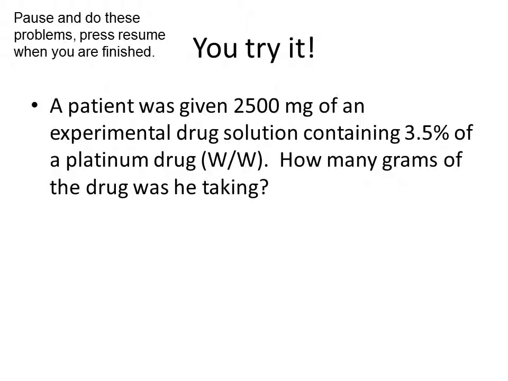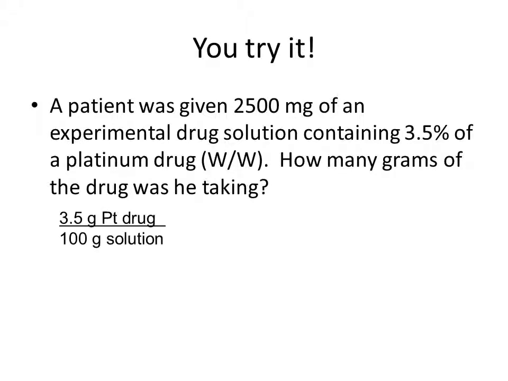Go ahead and try this problem, and then press resume when you are finished. To do this problem, again, you notice that the percentage is given to you. It says 3.5% of a platinum drug, weight for weight. So I have three things I put in that fraction. First of all is 3.5 over 100. Then weight for weight tells you gram over gram.